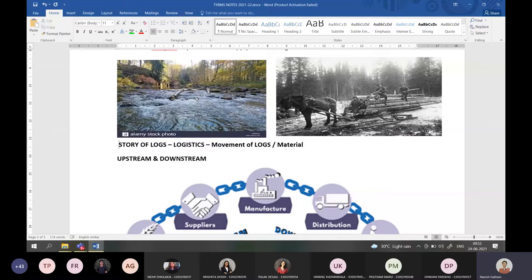But this was not quite easy. It used to take a good amount of time if a log got stuck during its journey downstream. So they invented the movement of logs with the help of animals, known as sledging. That is where they came up with the idea of movement of these materials. That is known as logistics.